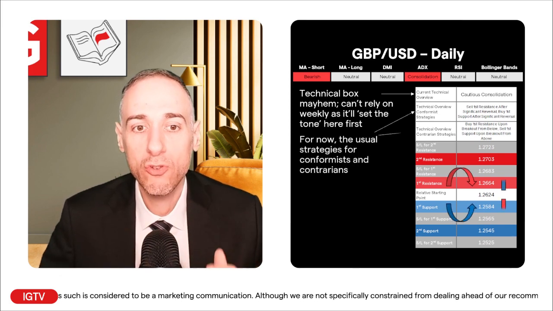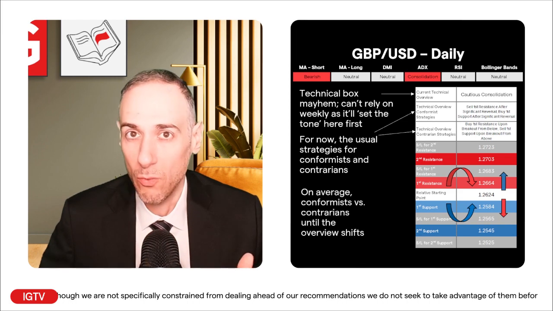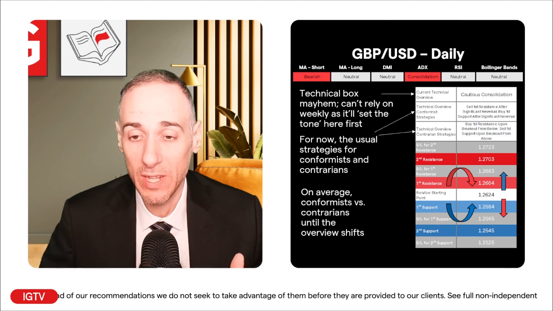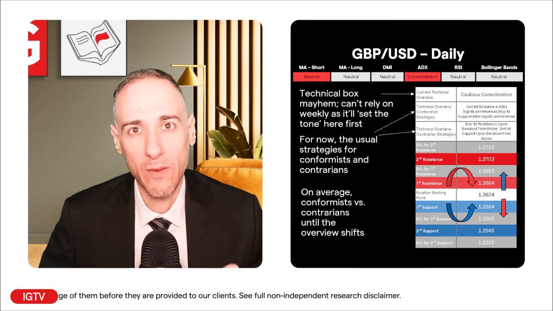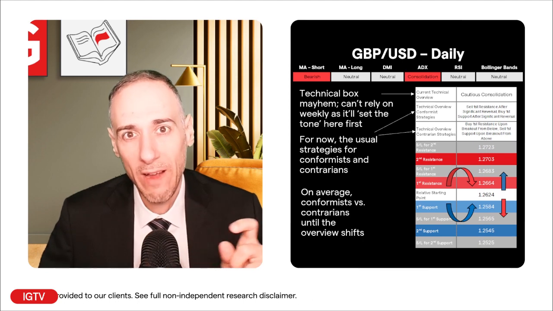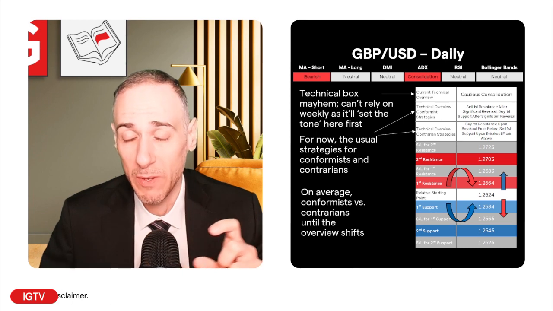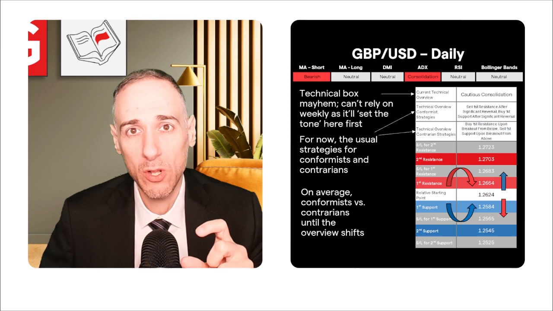So for now, the usual strategies are going to hold for both conformist and contrarian strategies. That means conformists are sell after significant or buy after significant reversals off the first levels, whereas with contrarians, you're going for breakouts. And then here's the thing: on a weekly time frame, on average, conformists have generally done better, just because it's come back towards an average and it's been relatively range bound and consolidatory. So working within that has been a lot better.